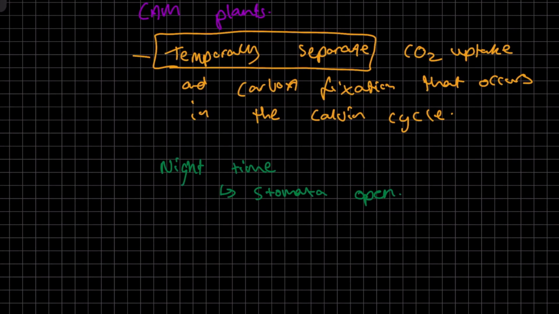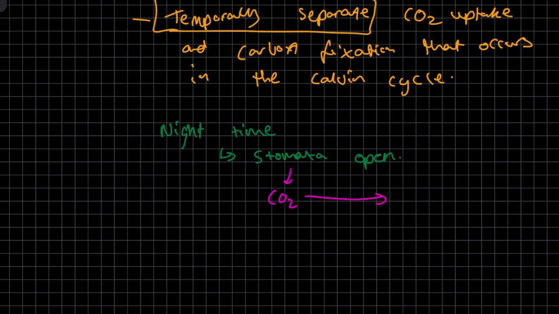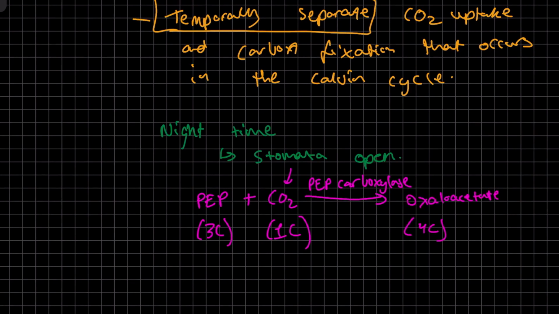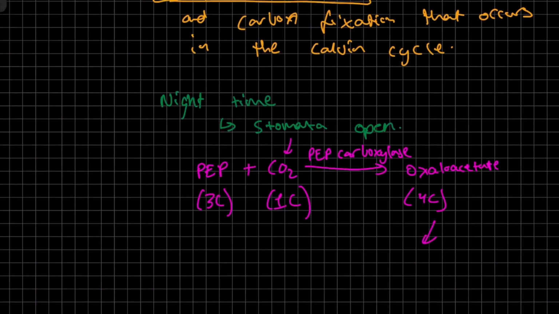This means that carbon dioxide can enter the plant, and this carbon dioxide is again used in a reaction catalyzed by PEP carboxylase, so the same enzyme used in our C4 plants. So we still have PEP over here, and PEP, our 3-carbon molecule, has carbon dioxide added to it, so that's 1 carbon, to produce a 4-carbon molecule known as oxaloacetate, which we discussed before. So this step is still the same. However, this oxaloacetate can undergo further transformations to turn into a different 4-carbon molecule known as malic acid. So this is still a 4-carbon molecule.